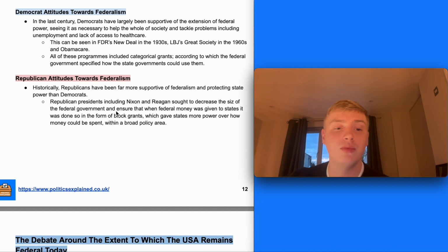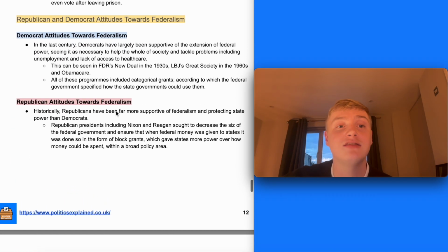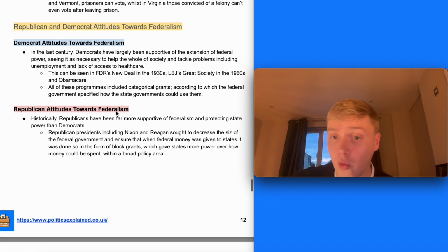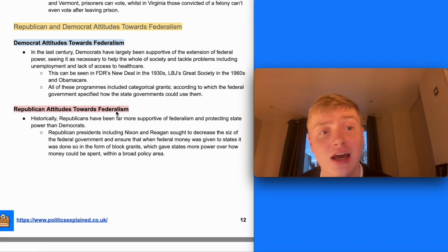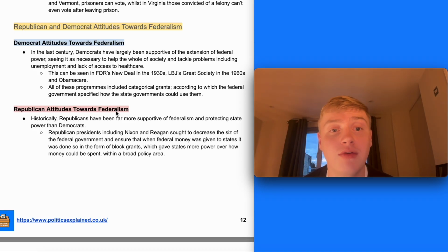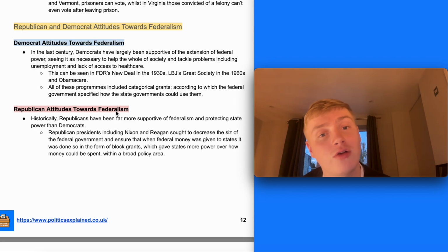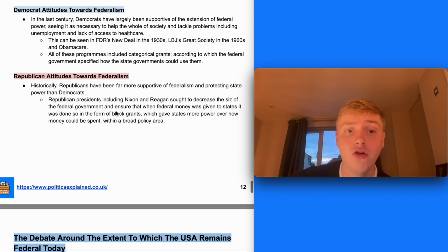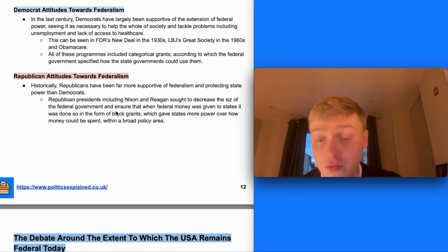The final thing I thought we'd have a look at before looking at the debates is the Democrat and Republican attitudes towards federalism. So in the last century, Democrats have largely been supportive of the extension of federal power, seeing it as necessary to help the whole of society and tackle problems including unemployment and lack of access to healthcare. This can be seen in the New Deal, the Great Society reforms and Obamacare. And all of these programs included categorical grants, according to which the federal government specified how the state governments could use them. Historically, the Republicans have been far more supportive of federalism and protecting state power than Democrats.